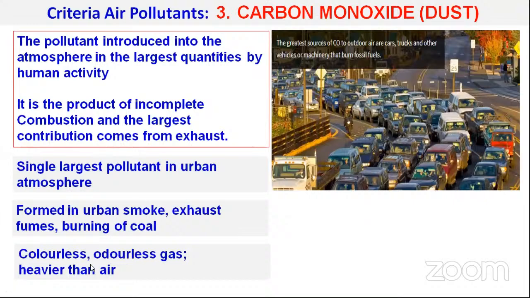Exhaust fumes of burning fuel. It is colorless in nature, so the danger is that we can't see it. It is an odorless gas, so it can't be seen and it can't be smelled. But the most dangerous property of carbon monoxide is that it is heavier than air.